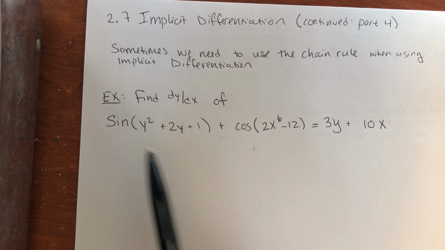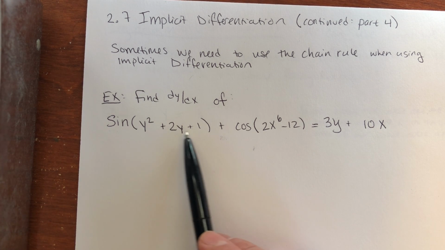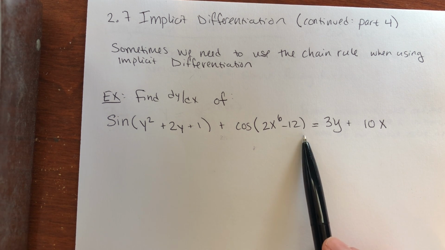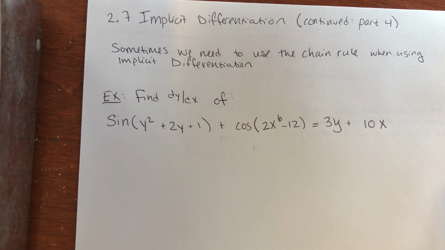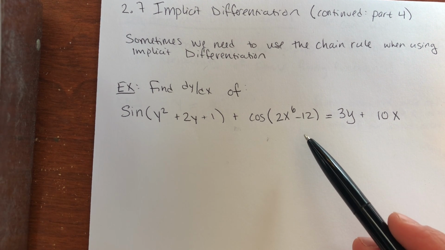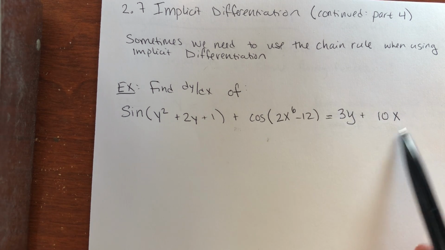We want to find the derivative of sine of y squared plus 2y plus 1 plus cosine of 2x to the 6 minus 12 is equal to 3y plus 10x. This is kind of a mess, and this is clearly implicit, right? It's not an equation that looks like y equals something. All right, so this is going to require implicit differentiation. Now the right-hand side is easy enough to do.